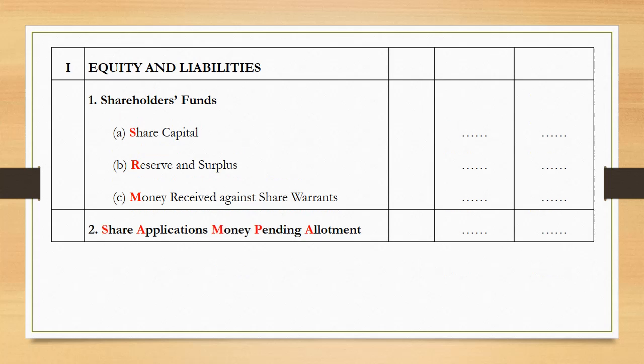Let's start discussing the equity and liabilities. Equity and liabilities, we know, like shareholders funds, SAMPA, non-current and current. 4 subheads are there. But in this video, I shall try to cover 2 heads over here, shareholders fund and SAMPA. In shareholders funds, it is share capital, reserves and surplus, money received against share warrants.